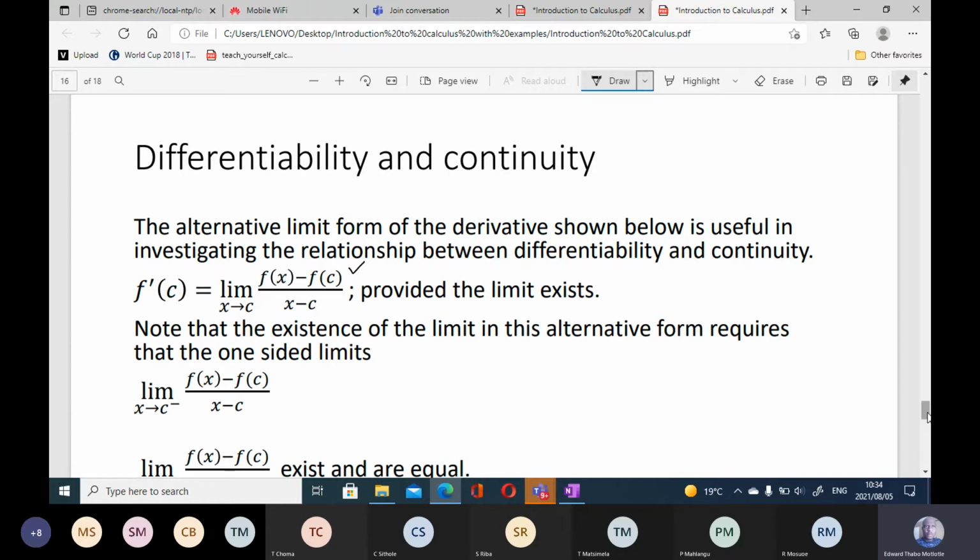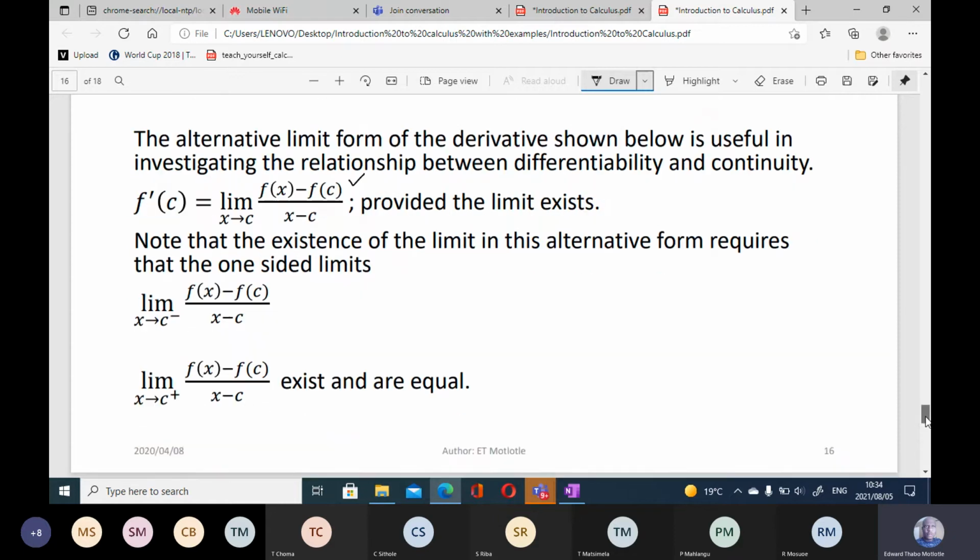So here, if you are given this type of problem, you have to check the limit from the left and check the limit from the right. And these two must be equal. And if they are equal, then we can conclude that the limit at that point exists. Okay.